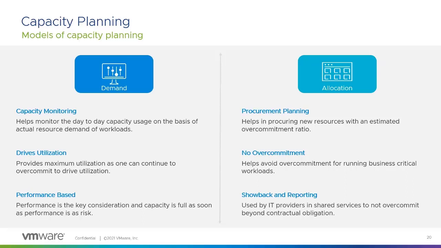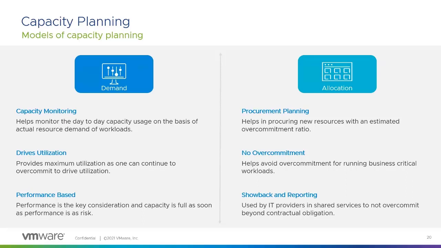From an allocation perspective, it can be useful for procurement planning, or for environments where you have no overcommit. So it's a very strict kind of environment where, from an allocation perspective, you don't care about the utilization. I don't care if the virtual machines are running at 100% or at 0. The actual utilization of the virtual machines doesn't matter. It's what's provisioned to the virtual machines that is important.